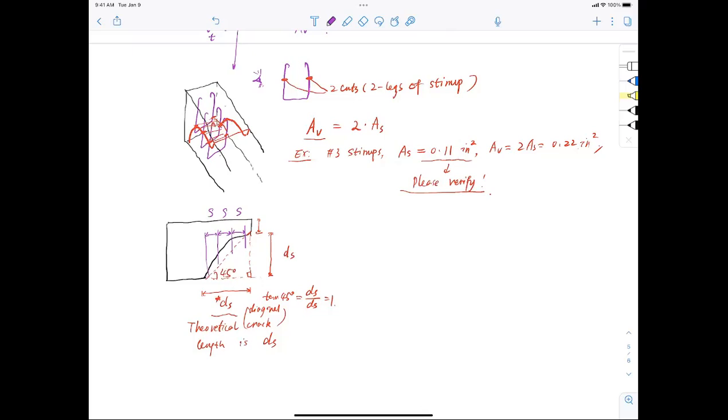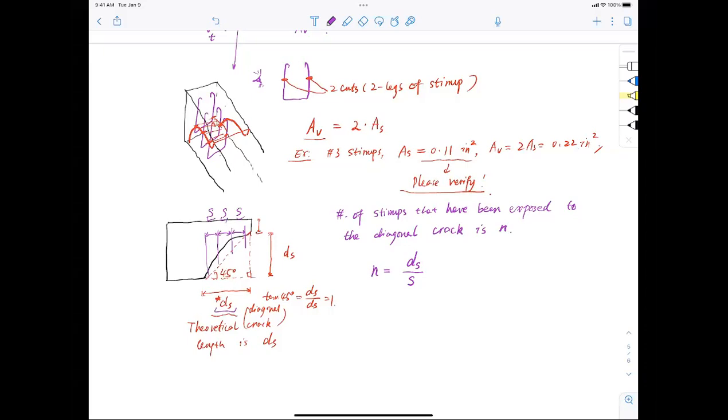So the number of stirrups that have been exposed to the diagonal cut or diagonal crack is N. So N should equal the depth ds divided by the spacing S. Got it? So I have this length divided by spacing, so I know how many stirrups I have in the cut.